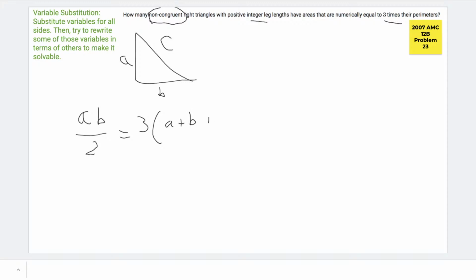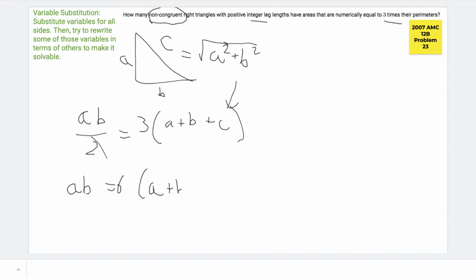But clearly, if you look at this expression, there are 3 variables. That's going to be kind of hard to solve when you literally have just one equation. But we notice that C also equals the square root of A squared plus B squared. And then we can substitute that in here to make this expression with only 2 variables. And I'm also going to multiply both sides by 2 to get rid of this denominator. So if we do that, we get AB equals 6 times (A plus B plus the square root of A squared plus B squared).